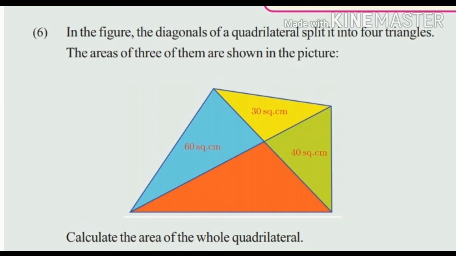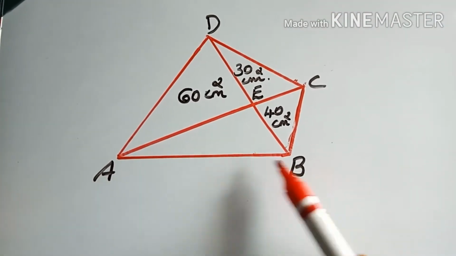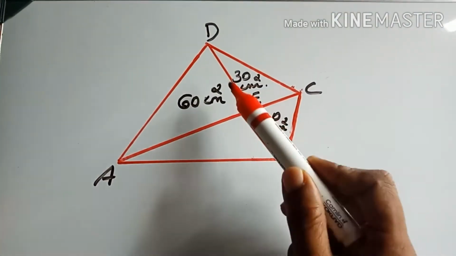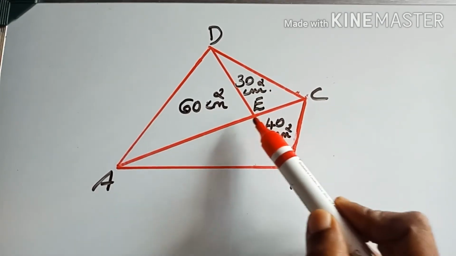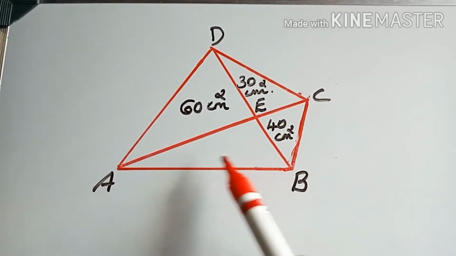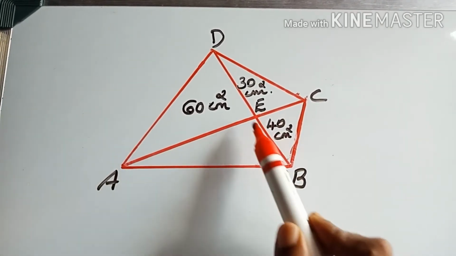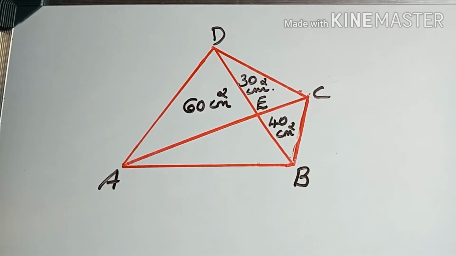So first of all, let's draw the rough figure. This is a rough figure. Quadrilateral ABCD, and all the lines are meeting at the point E. E is a common point. Here we have to find this portion's area, that is triangle AEB's area.